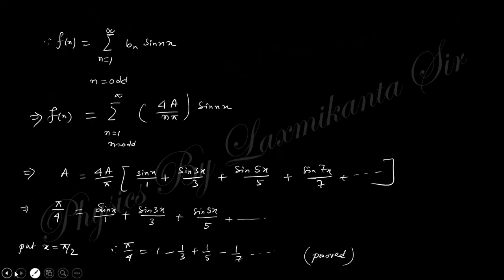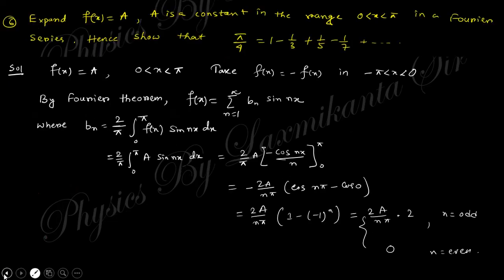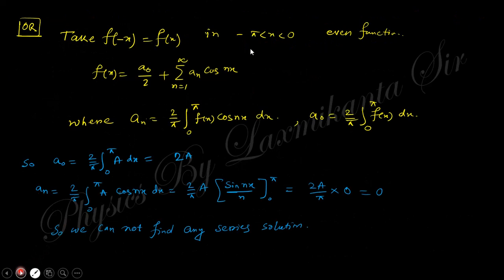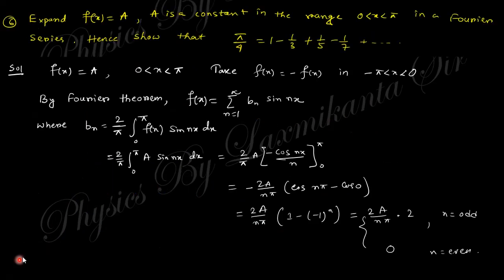Clear? I think clear. Here we take this as an odd function, but we can also take this as an even function, there is no problem. If it is an even function, the bn part is 0, and you obtain a0 and an. a0 is 2a, and an equals 0, so we cannot find any infinite series solution. So this cannot be taken here. You need to take the odd function and follow this process. I think clear.